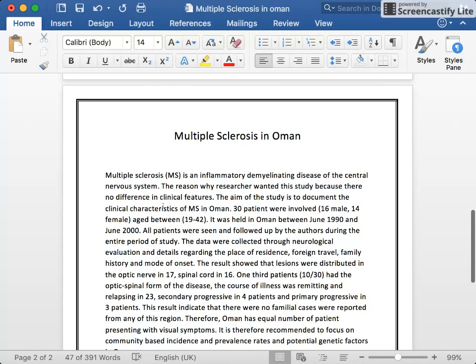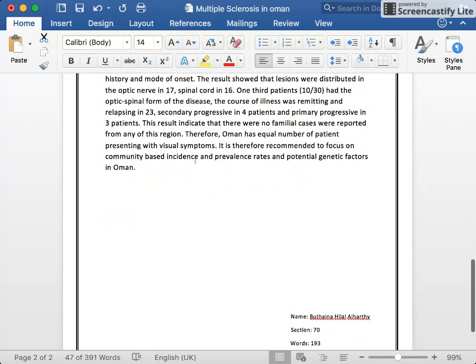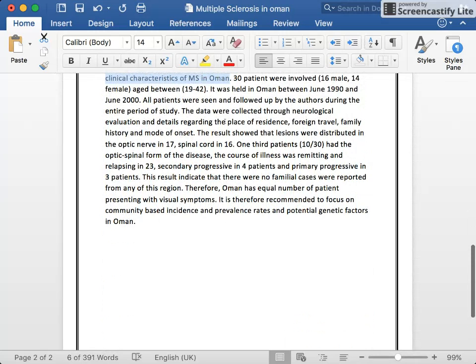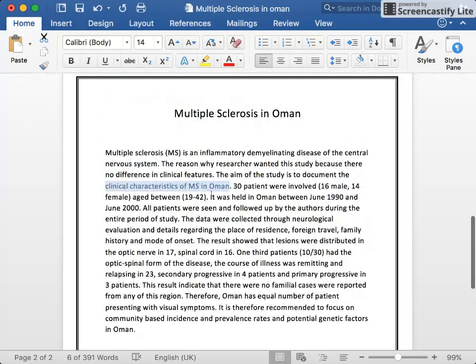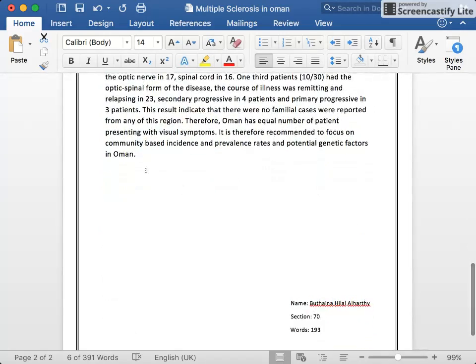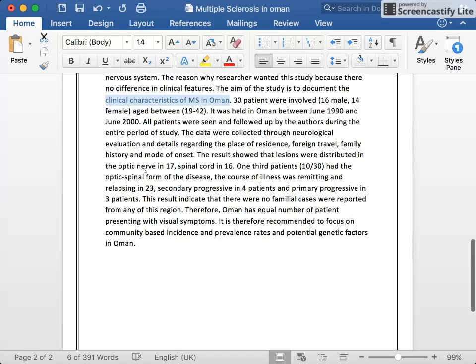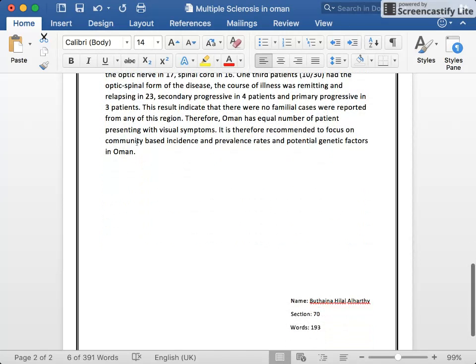What are they looking for in the aim? They're looking for clinical characteristics of MS in Oman. Did you talk about that in the conclusion? No. You have the correct information from the results. That's great. But you also need to say that those were the most common in the results. Other than that, that's all my comments for now. But let's work on the conclusion now. Okay. Great. Thank you.